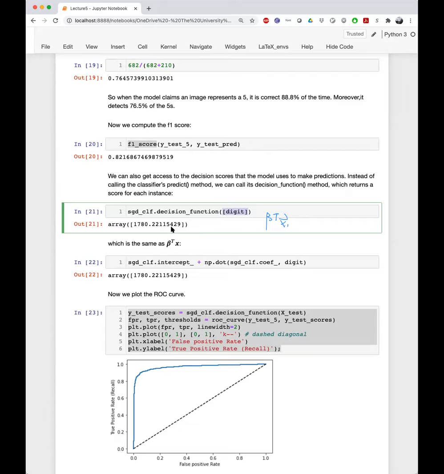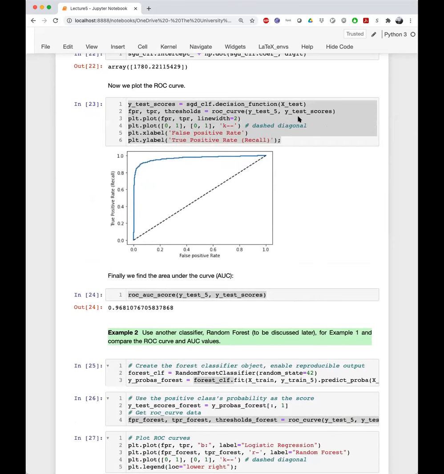Right? Then we check whether it's really beta transpose times x. We can do this. This is beta 0 plus beta 1 times x1 plus beta 2 times x2 and so on. You get the same number. So the decision function actually gives us the score, which is beta transpose times x.